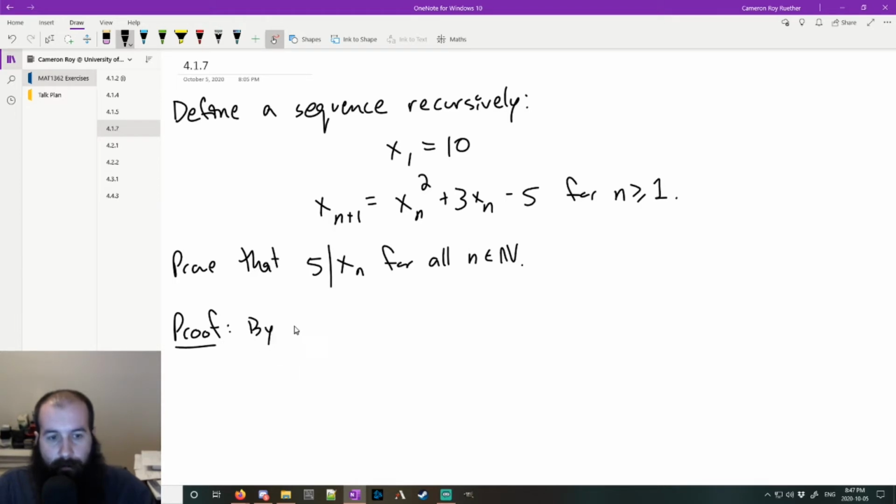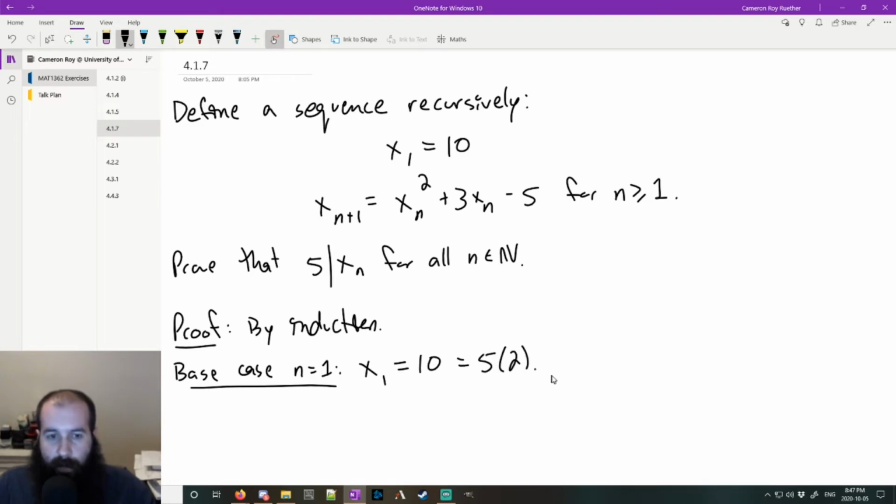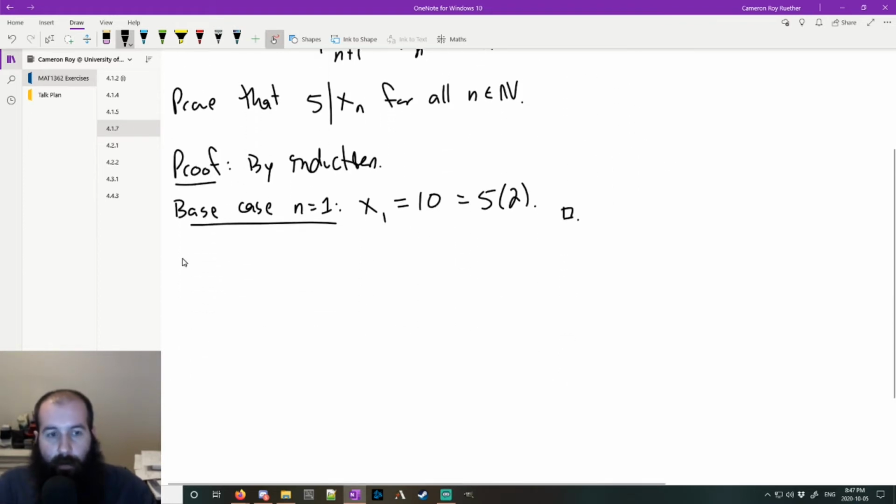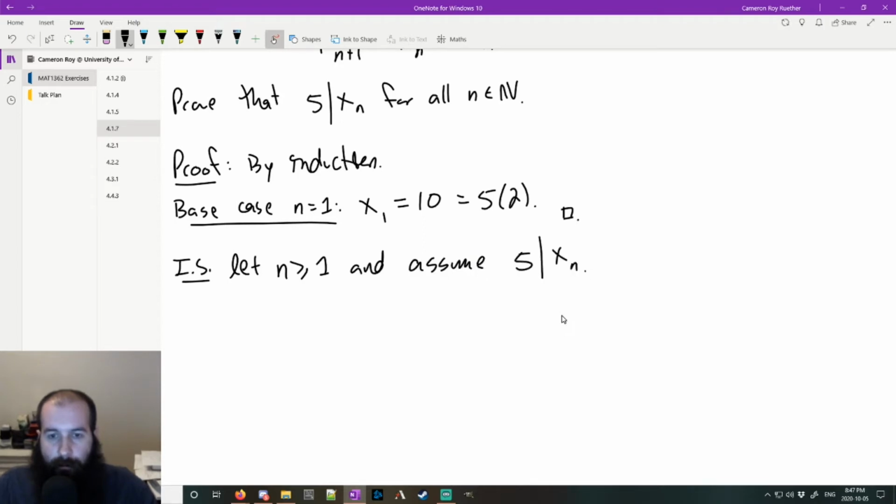So by induction, since we're inducting over all natural numbers, our base case is n equals 1. And then x1 is equal to 10, which is divisible by 5. So the base case holds. For our inductive step, we let n be greater than or equal to 1, and we assume that 5 divides the nth term.